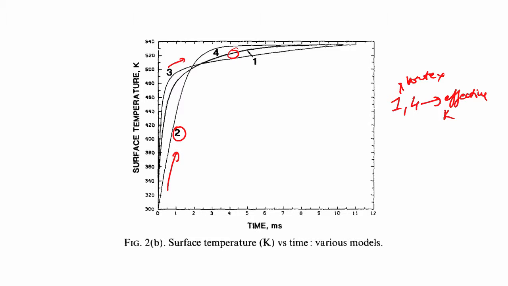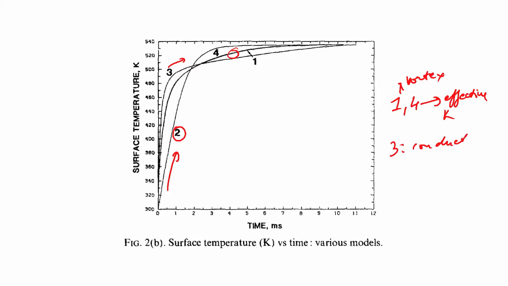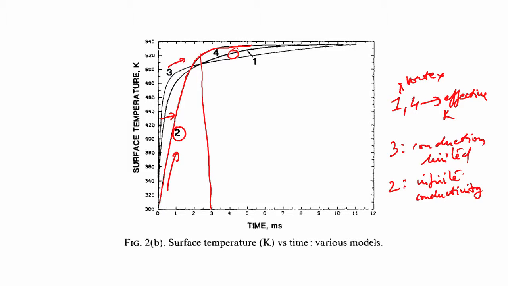Now, if you go back and see what 3 was, 3 was the conduction limited model, and 2 obviously is the infinite conductivity. Now the question is that when there is an infinite conductivity, you can see that this rise of the droplet surface temperature is rather slow, and it is going up to a value at a much later time. If you plot it by the time axis, it goes at a much later time.